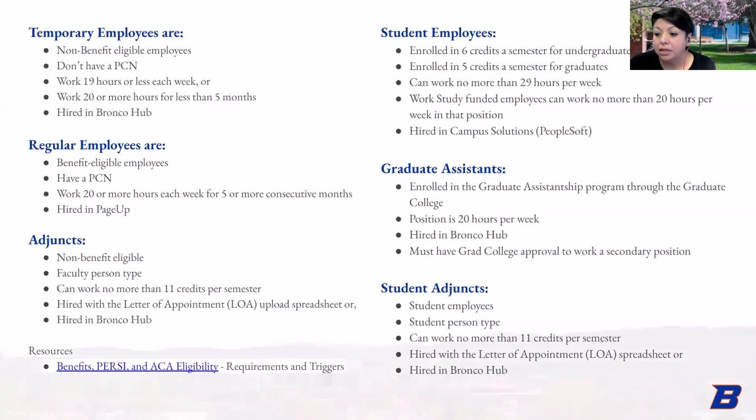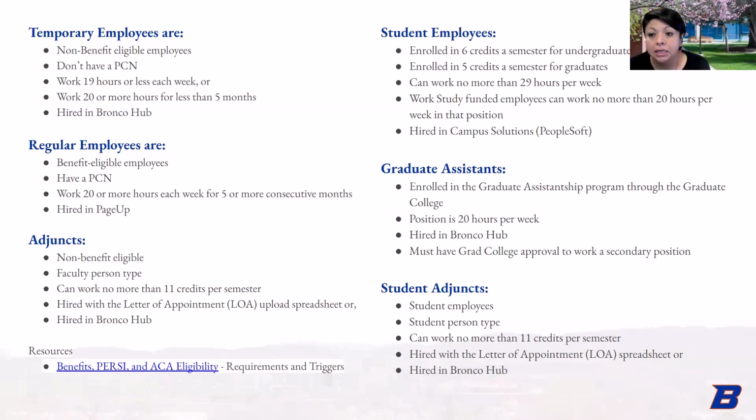Start off, we have a wide variety of employees on campus. We have temporary employees who are temporary non-benefit eligible employees. They are hired directly into Bronco Hub. They do not have a PCN or a position control number, and they work less than 19 hours a week. Or if they're more than 19 hours a week, they need to work less than 5 months. Regular employees are benefit eligible employees. They do have a PCN, and they are hired through PageUp only. Adjuncts are temporary non-benefit faculty members who can teach no more than 11 credits per semester, and they can be hired with an LOA upload or hired directly into Bronco Hub.